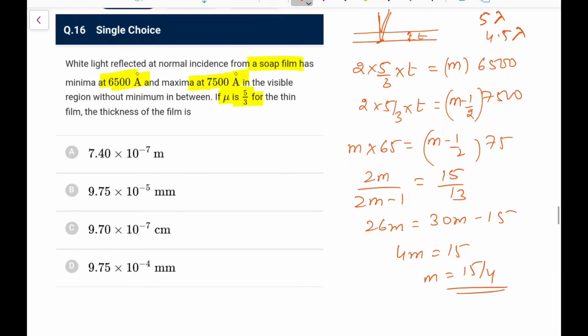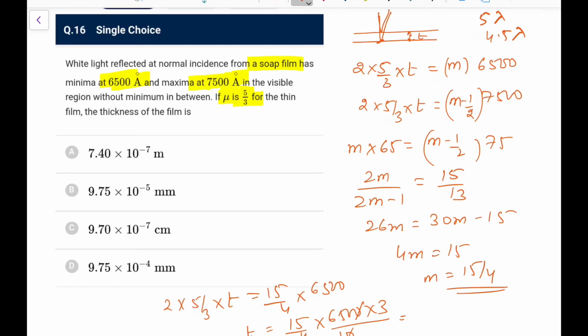So what is the thickness? The thickness will be, as per this, 2 into 5 by 3 into t is 15 by 4 into 6500. That is what we are having. So t would be 15 by 4 into 6500 into 3, in angstrom, just remember, divided by 2 into 5, that is 10. And this is what we are left with.